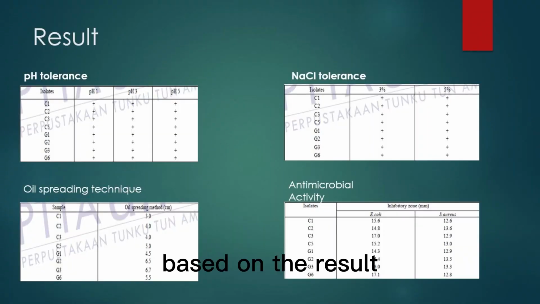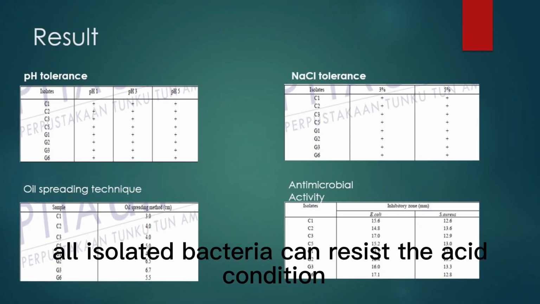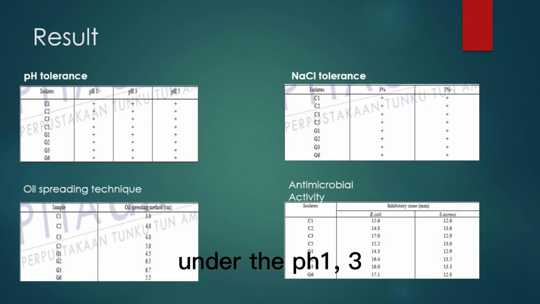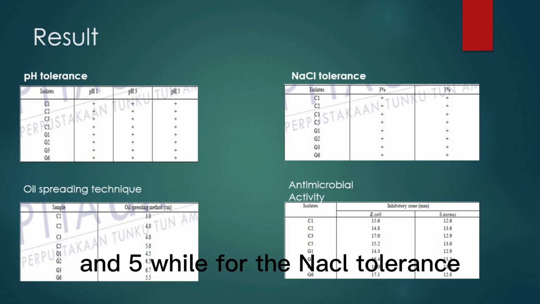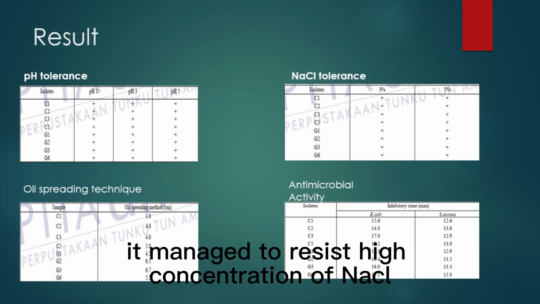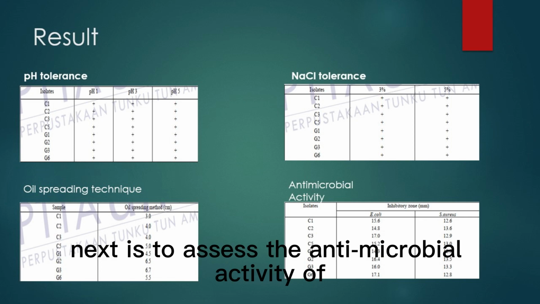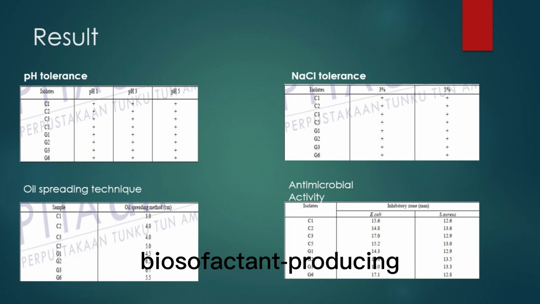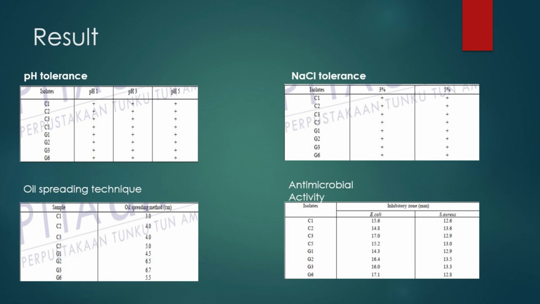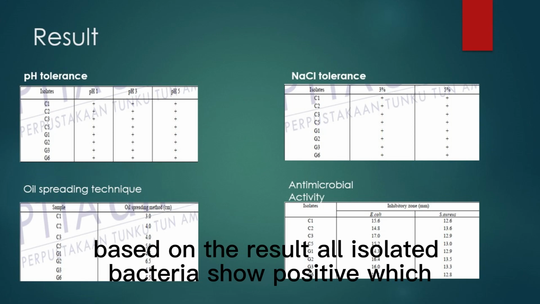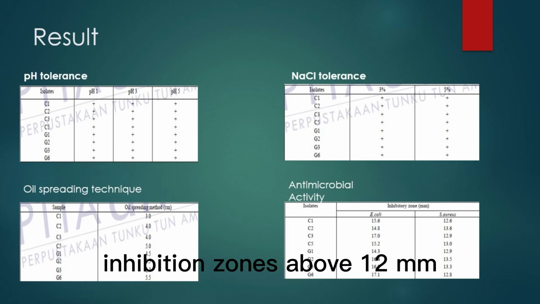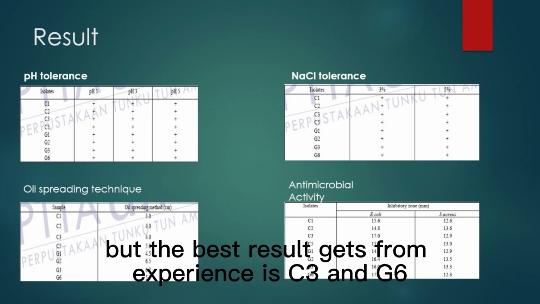Based on the result, all isolated bacteria can resist the acid condition under the pH 1, 3, and 5, while for the NaCl tolerance, it managed to resist high concentration of NaCl, which is 3% and 5%. Next is to assess the antimicrobial activity of biosurfactant producing probiotic LAB. Based on the result, all isolated bacteria show positive result, with inhibition zone above 12 mm, but the best result is from C3 and G6.